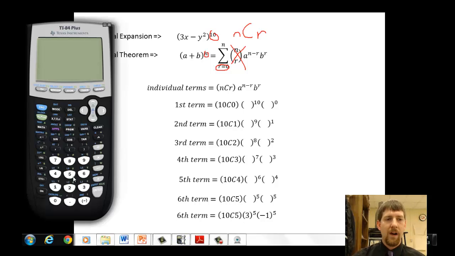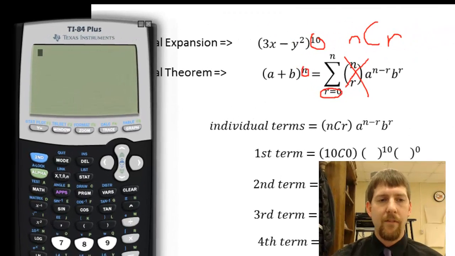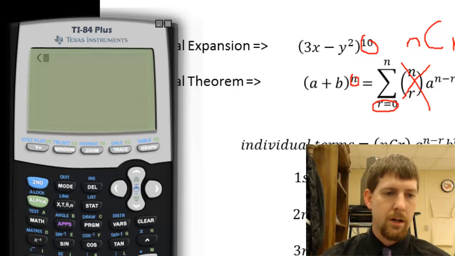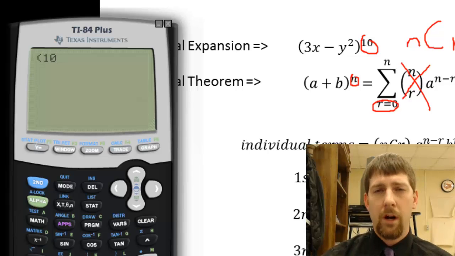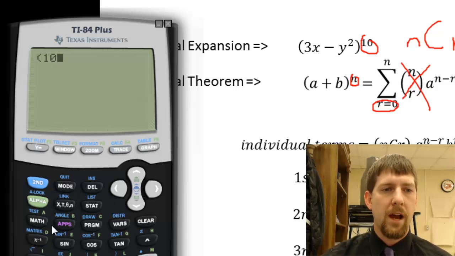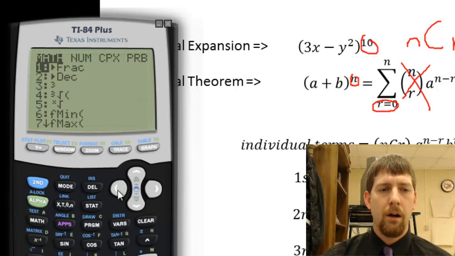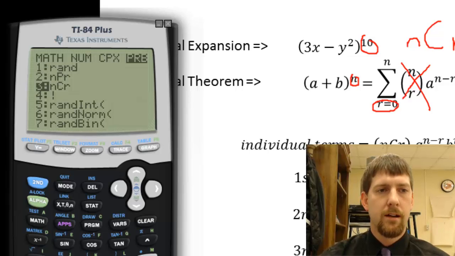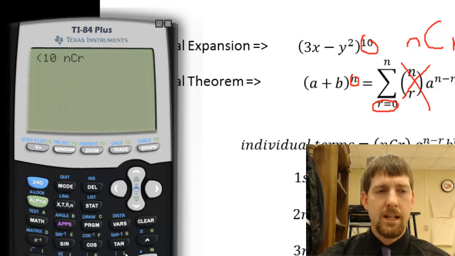Now, 10C5. Remember, the whole point of changing it to nCr is because I have that on the calculator. So I'm going to do parentheses, just like I've got parentheses right here. 10, and then where do I get my C? Right here, I hit my math button. I go over to PRB because nCr is a probability thing. So I go math, probability, and you can see right there, choice number 3 is nCr. So I have 10 nCr 5.